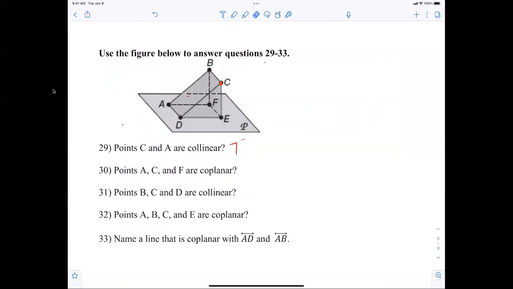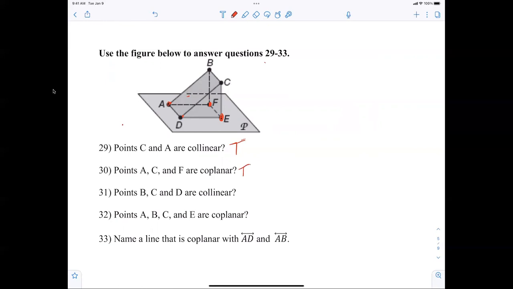Now, if I said A, B, C, and E, are those coplanar? Definitely not, right? What about A, D, E, F? Are those? Yes. Does anybody have any questions about that? So A, C, and F, I want you to put yes, they are coplanar.